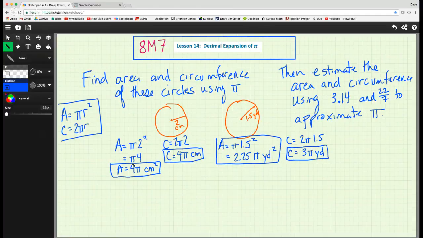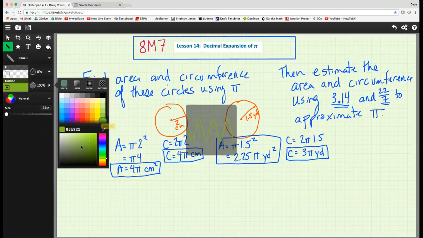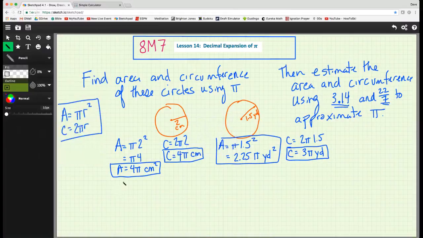So when we want to find a good approximation, we either use 22/7 or 3.14. These we're going to plug in. So let's estimate the area of this circle. Let's estimate that in green. We're going to plug in.